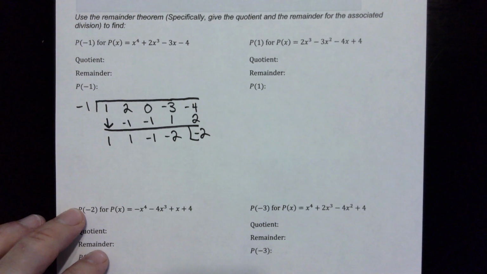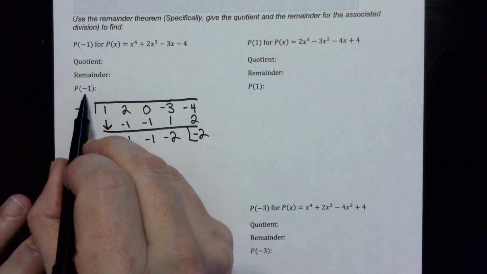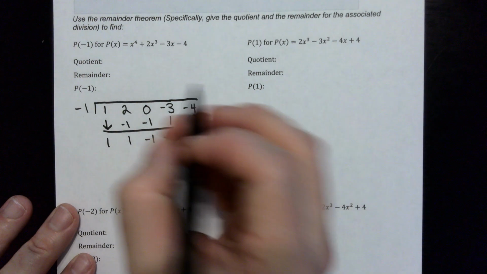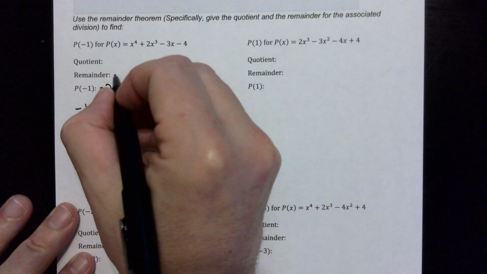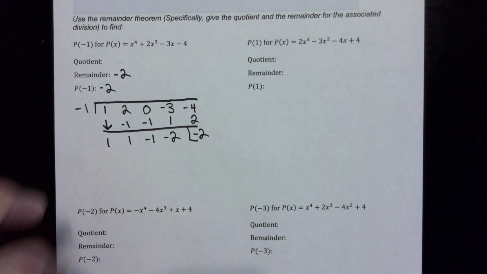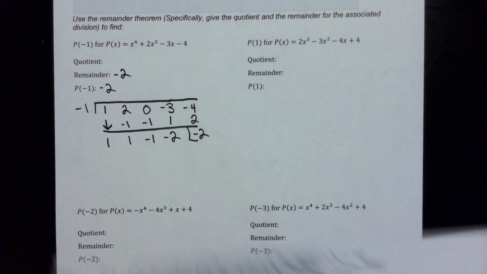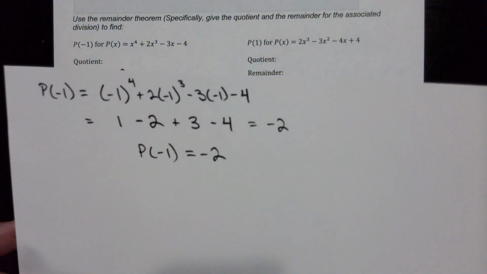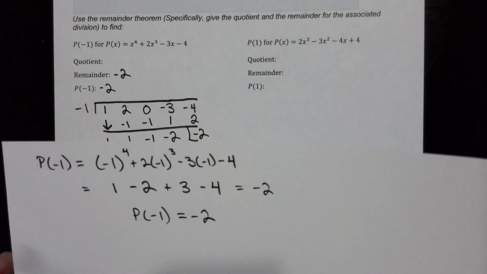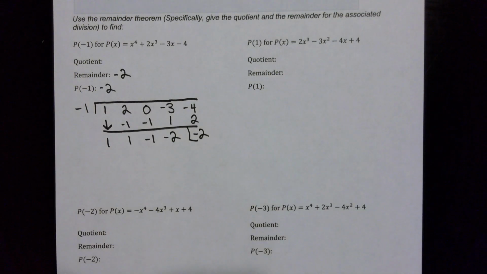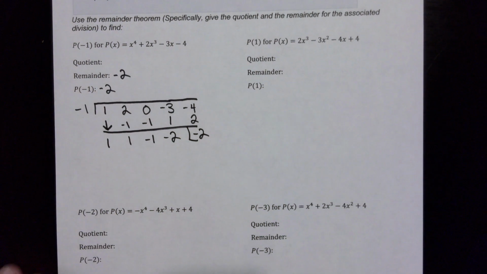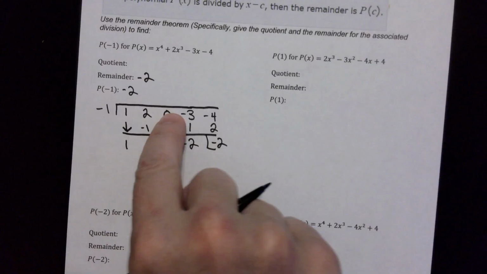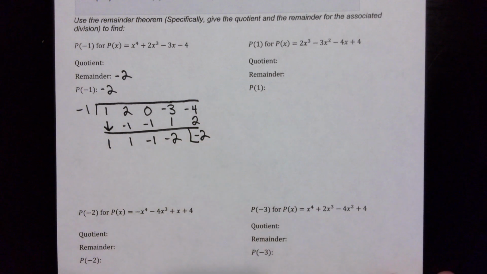So what that tells us is that if I evaluate at -1, I will get -2 as an answer, which we already knew was true because we plugged it into the function the old way. But notice that these two answers are the same. So you can use synthetic division anytime you want to plug in a number to evaluate it. Just divide by that number, and whatever the remainder is will be your answer.